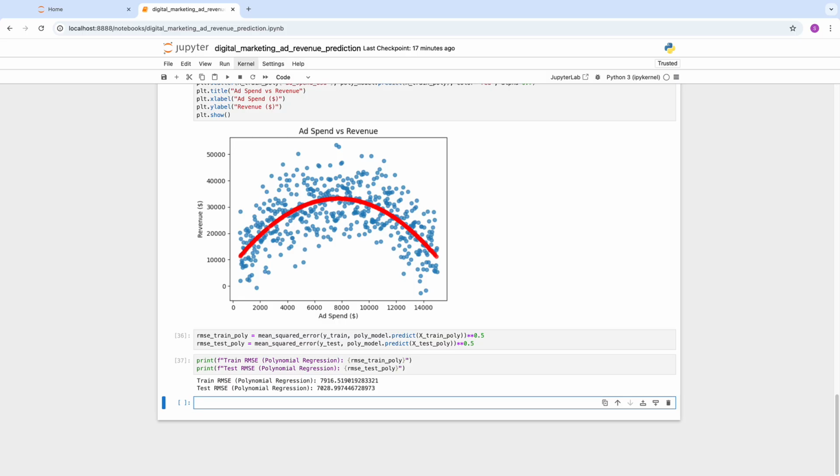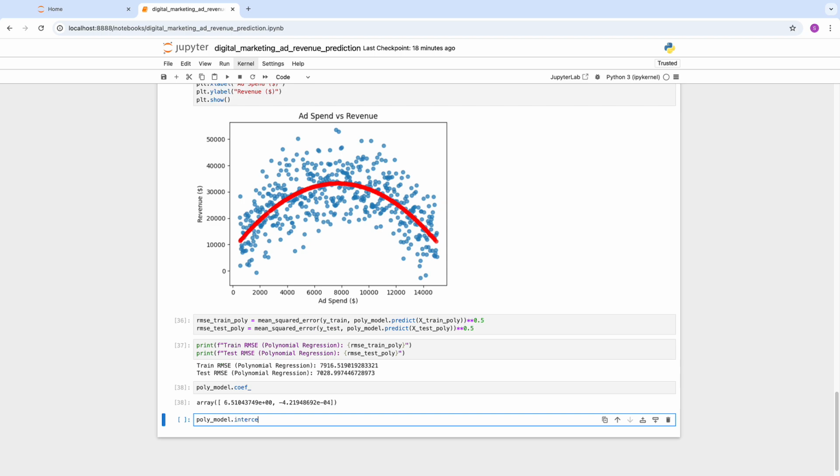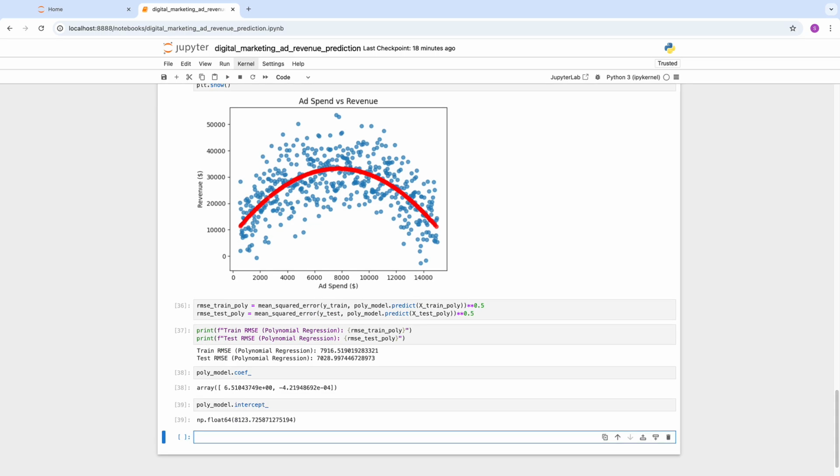This confirms what we saw visually. The polynomial regression model fits the data much better and makes more accurate predictions. Let's take a look at the parameters our polynomial regression model has learned. The coefficients come out as 6.51 for the ad spend and minus 0.00042 for the ad spend squared. And the intercept is about 8,123.